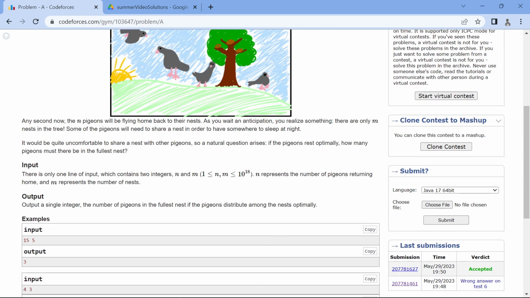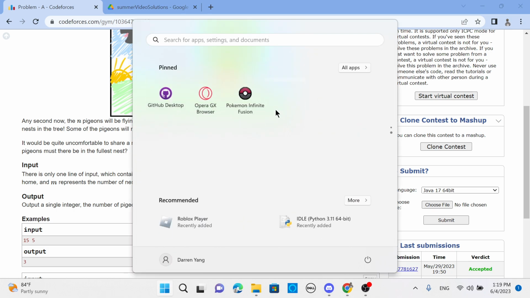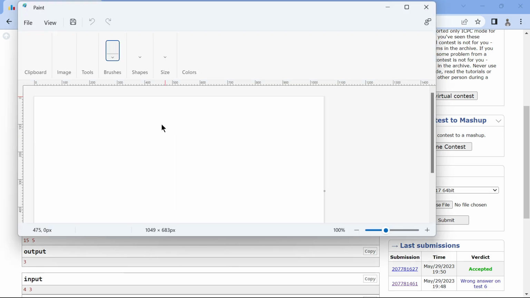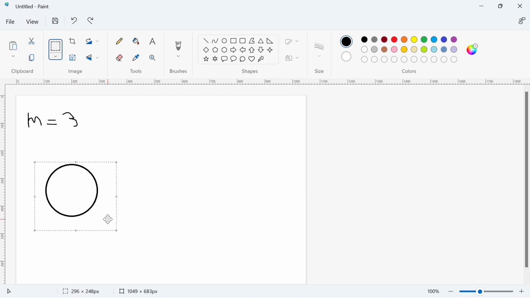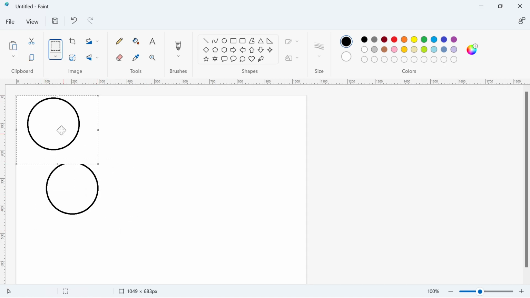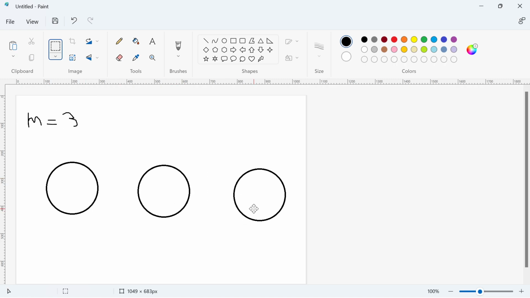Let me pull up Paint real quick. Sorry, okay. Let's ignore n and focus on m for now. So, let's say we have 3 nests. So here's our 3 nests. And now, let's just make n variable.